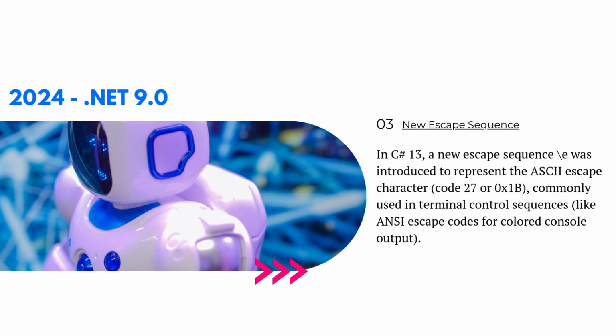In C# 13, a new escape sequence, \e, was introduced to represent the ASCII escape character, code 27 or 0x1b, commonly used in terminal control sequences, like ANSI escape codes for colored console output.